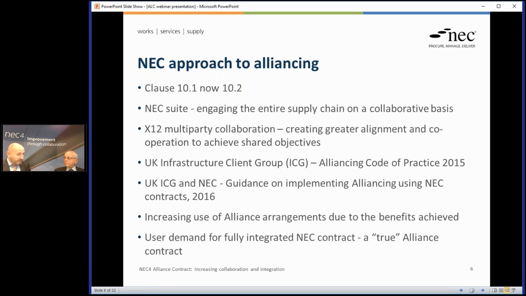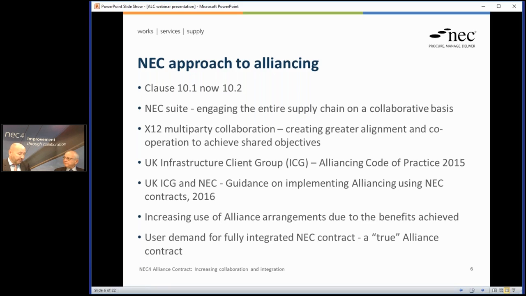But still, in fairness, that only applies into the individual contracts, and those contracts still have their own performance objectives, their own liabilities, their own obligations, individual maybe performance targets within those contracts, as well as the overriding or overarching X12. But that's also been expanded a little bit further, hasn't it, with the Infrastructure Client Group Code of Practice on alliancing, where we produced guidance on that, which does a little bit more in terms of providing extra incentives and motivations. Yeah, that's right.